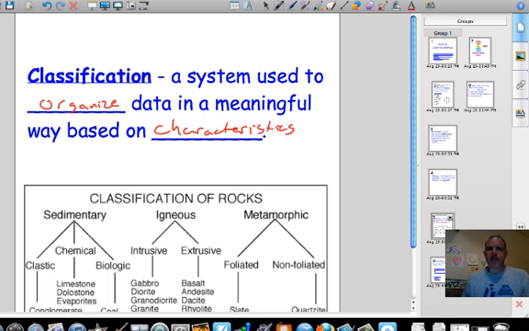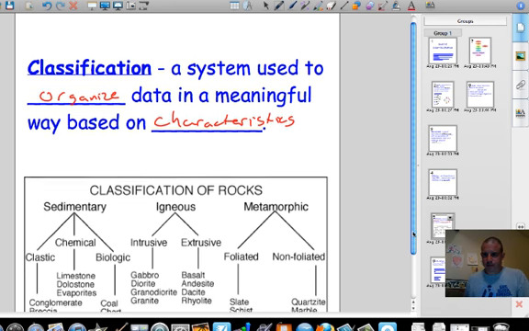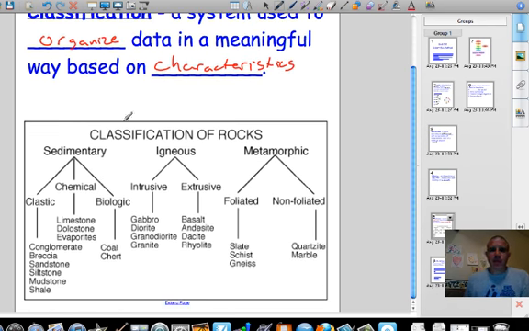So in biology, you talked about classifying different animals and other things like that. So in this particular example, we can see that we have classification of rocks. There's 3 different classifications. We have sedimentary, igneous, and metamorphic. That's based on characteristics. These characteristics are based on how they formed, whether it's clastic, chemical, biological, intrusive, extrusive, foliated, and non-foliated.